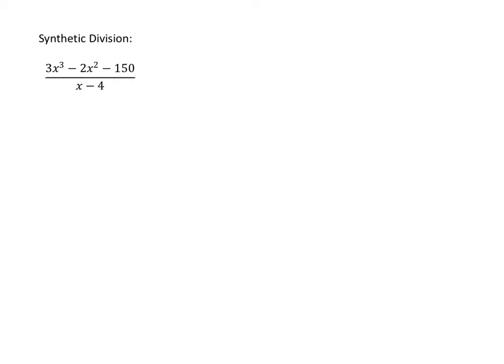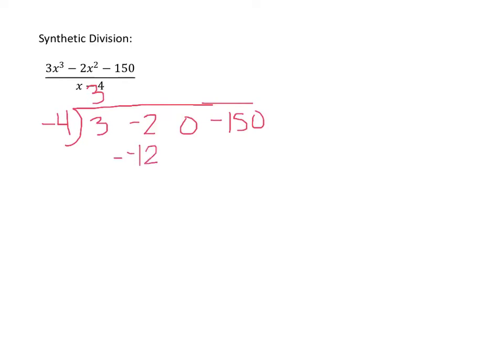I'm actually going to do the same problem twice more. The first time I'm going to just eliminate all of the x's. So I have negative 4 divided by 3, negative 2, 0, negative 150. This becomes 3. 3 times negative 4 is negative 12. So that's minus negative 12, which gives me 10 plus 0.